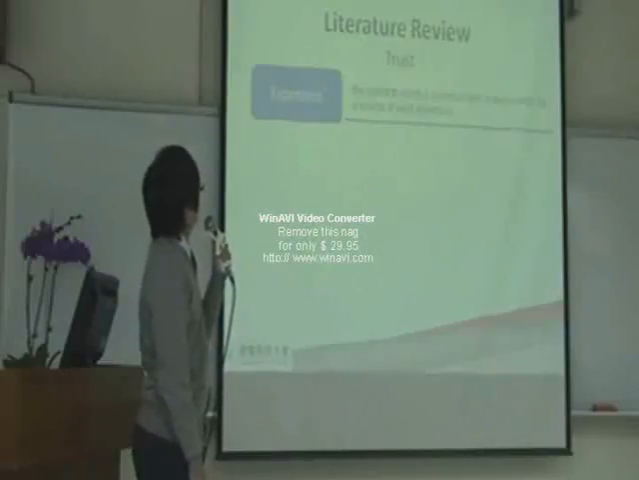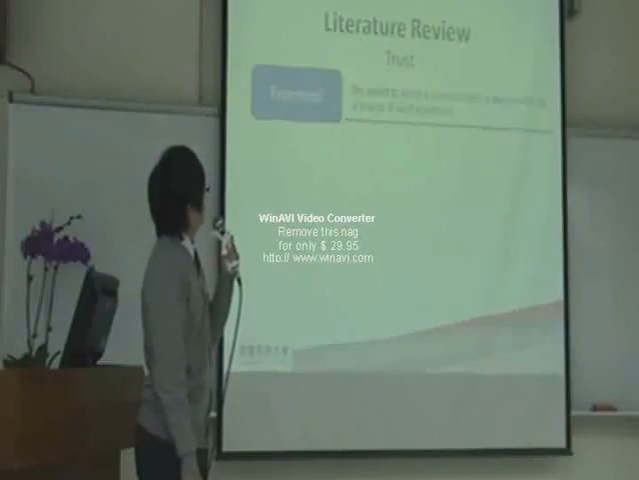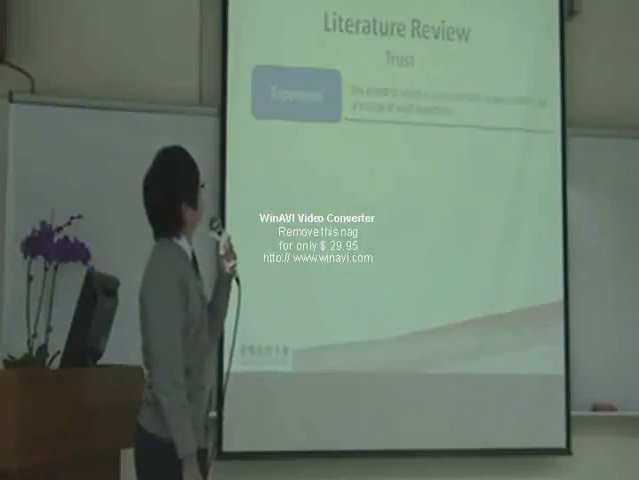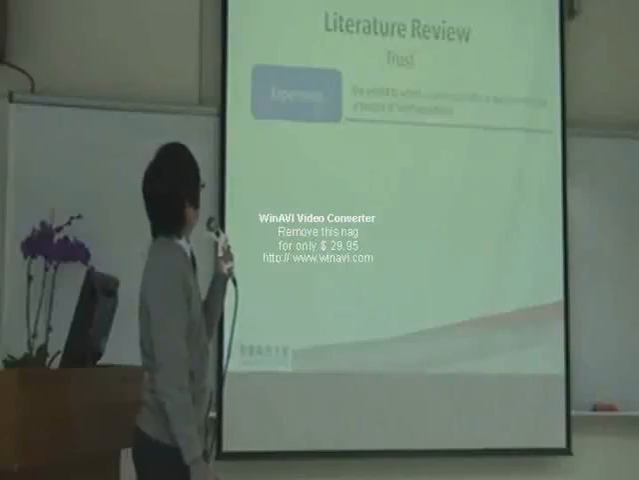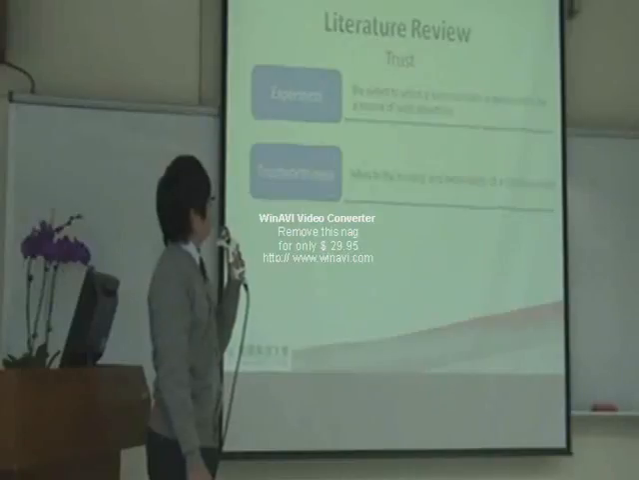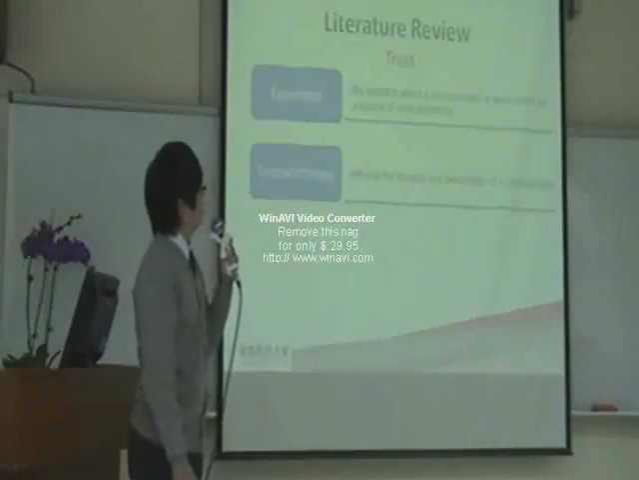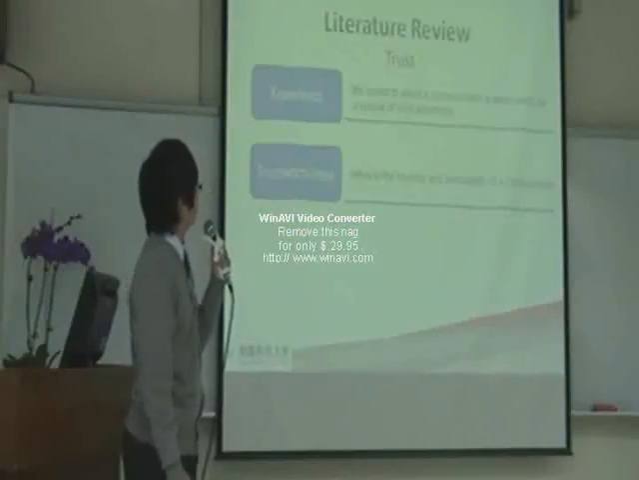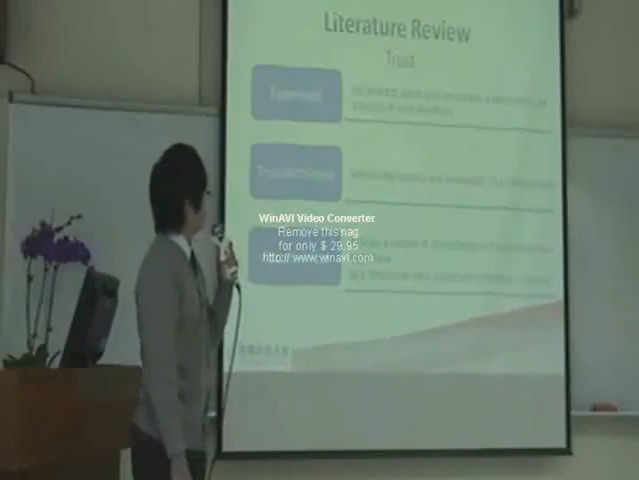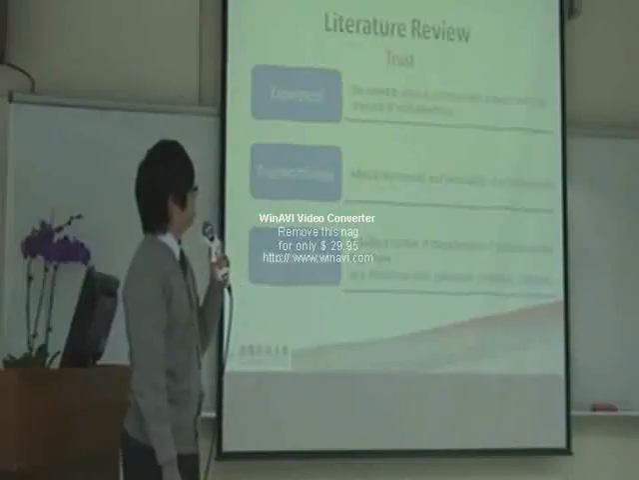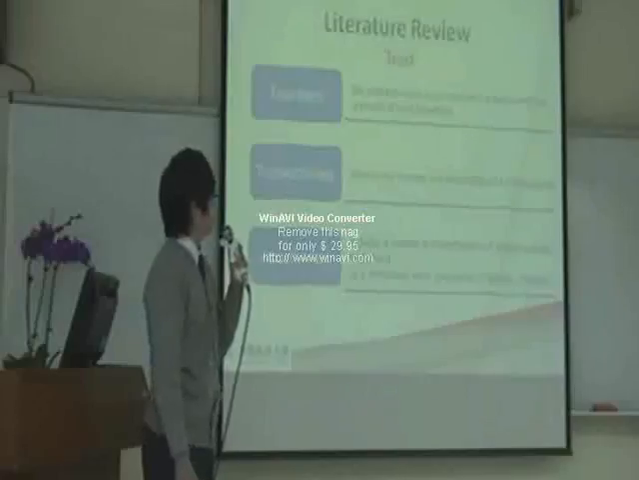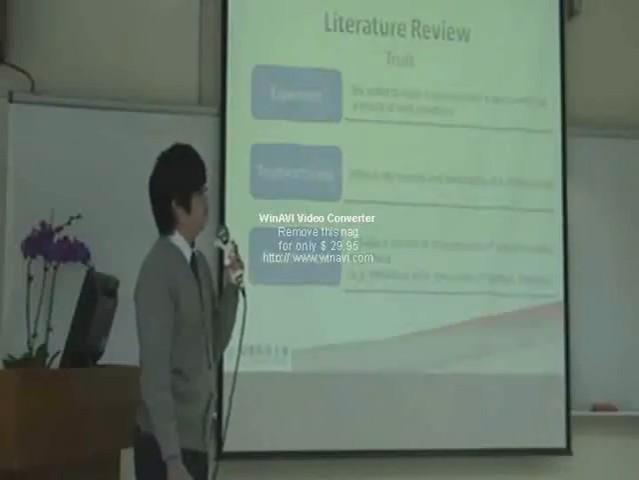First is expertness. It means the extent to which a communicator is perceived to be a source of valid assertions. Second, trustworthiness. It refers to the honesty and believability of a communicator. And the third one, attractiveness. It includes a number of characteristics a communicator might have, for example, intellectual skills, personality, properties, or lifestyles.